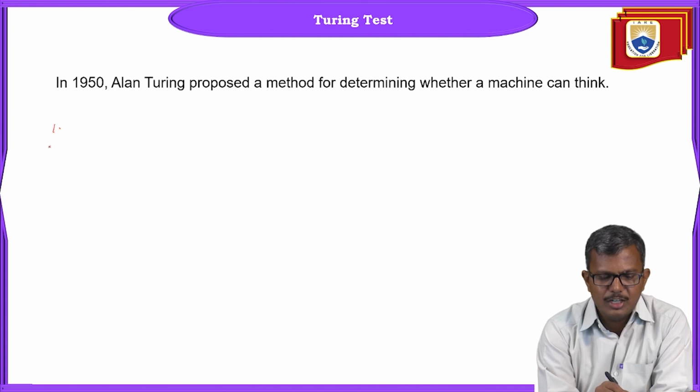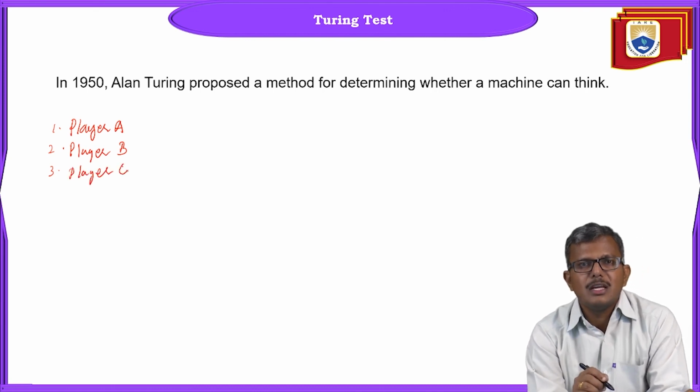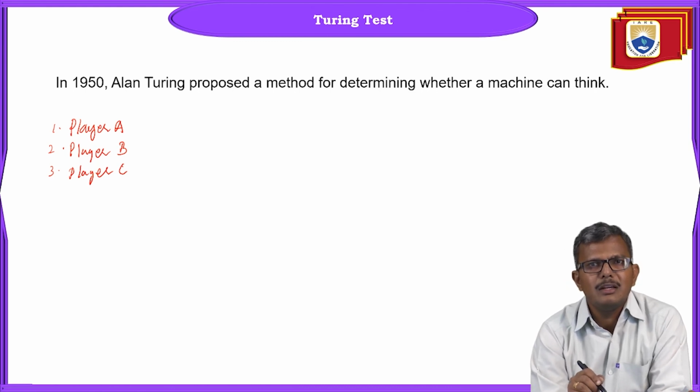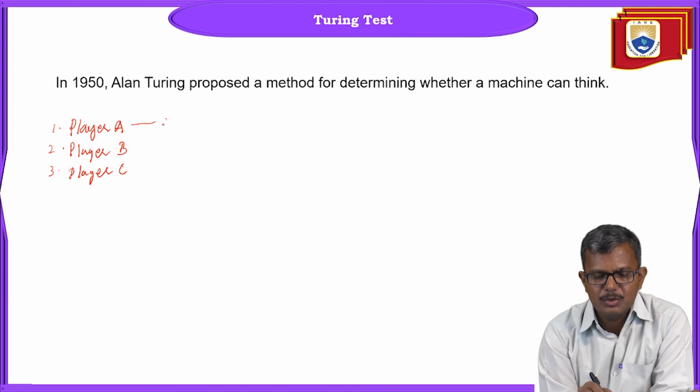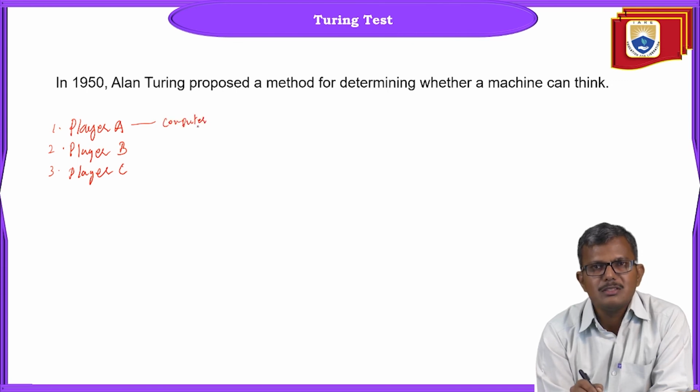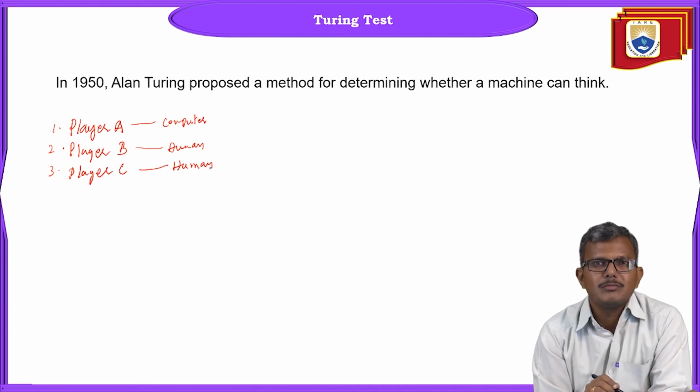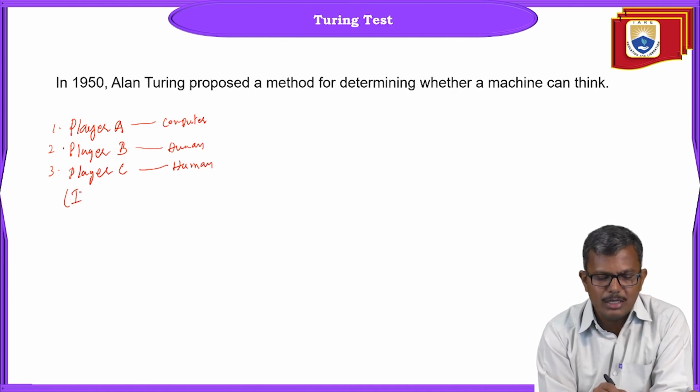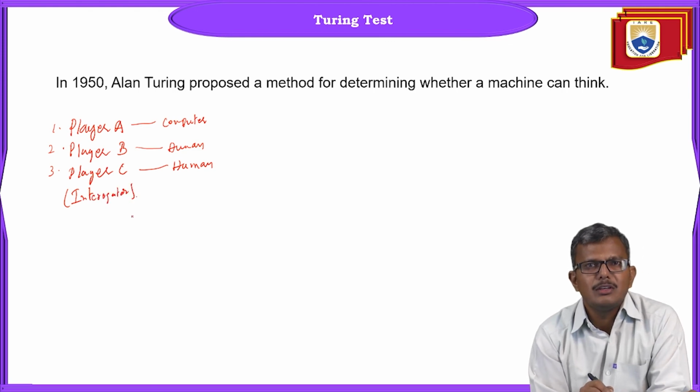The test includes three different people. In this case, we can say three different players. I can say one is player A, player B, and player C. Means in this test scenario, three people are involved. Here, player A is a computer, means we can say some AI machine, right? And player B is the human. And player C is also human. Player C, we can call him the interrogator.